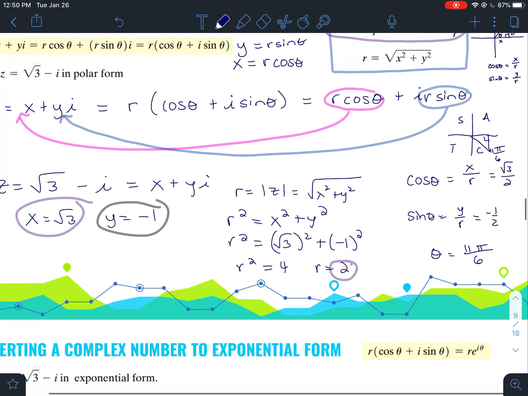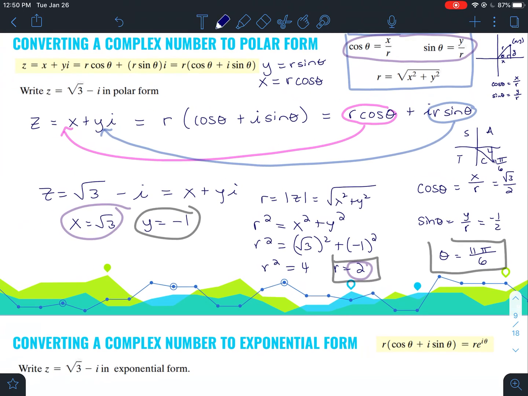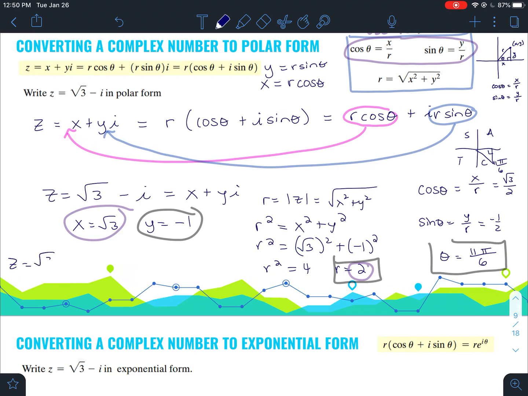So now I have theta is 11 pi over 6, and I have r is 2. So to convert z, which is the square root of 3 minus i, into polar form, it's going to be r cosine theta plus i sine theta. That's our formula. So it's going to be 2 was the radius, and then the cosine of 11 pi over 6, plus i, the sine of 11 pi over 6. And that would be our complex number in polar form.